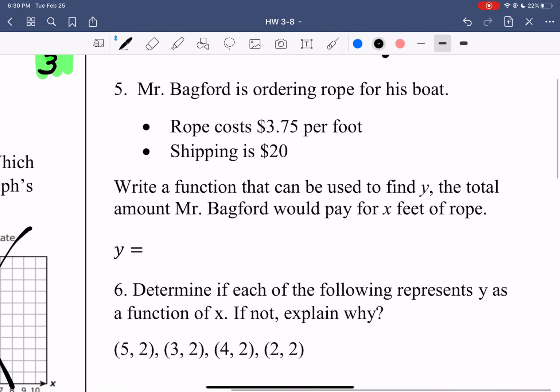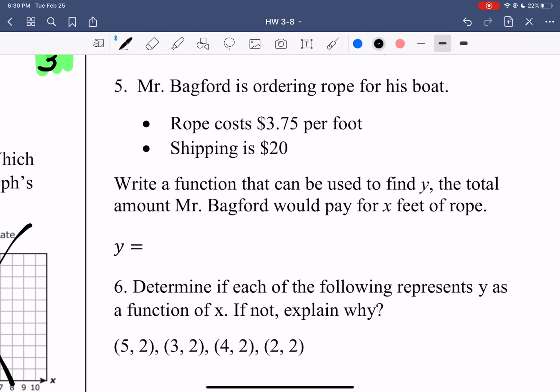All right, number 5, Mr. Bagford is ordering rope for his boat. The rope costs $3.75 per foot. Shipping is $20. Write a function that can be used to find y, the total amount Mr. Bagford would pay for x feet of rope.